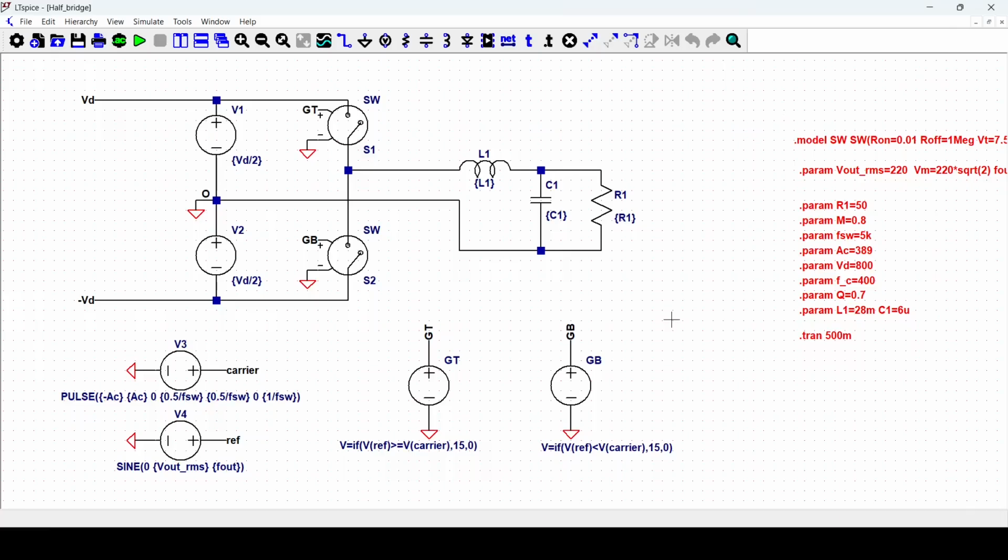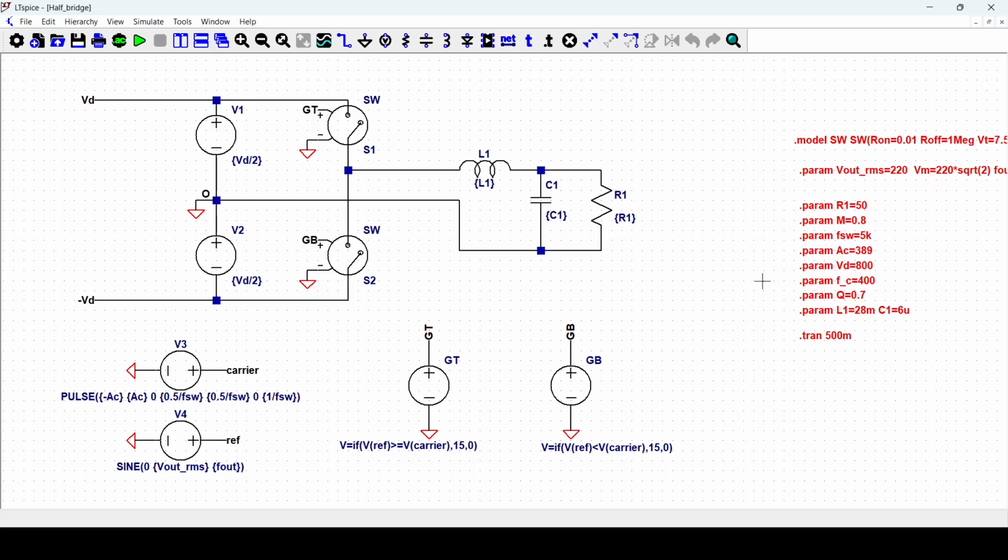So in this video we are going to continue to talk about the half bridge inverter. Just to make a clarification, I made a mistake in the previous video. I inverted the two values of the inductance and the capacitance. So the inductance should be 28 millihenry instead of microhenry, and the capacitance should be 6 microfarad instead of 6 millifarad. Purely by chance the output was acceptable, but these are the correct values.